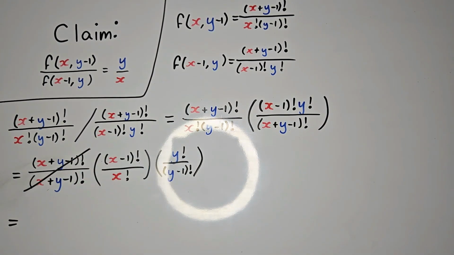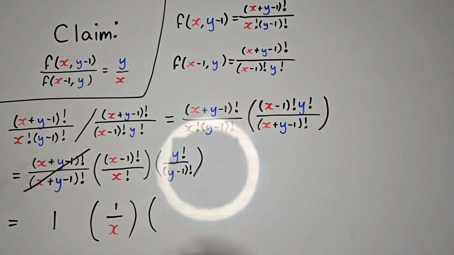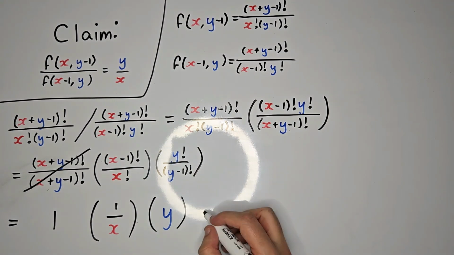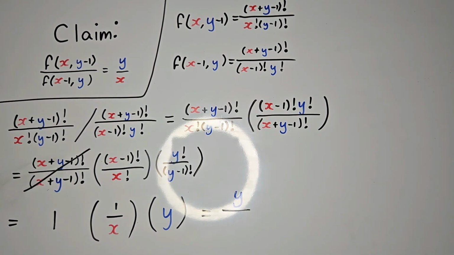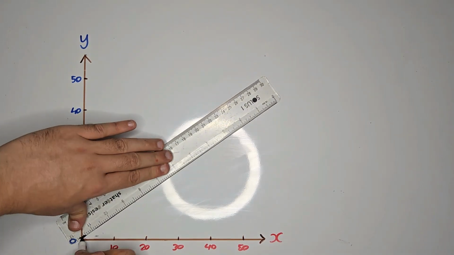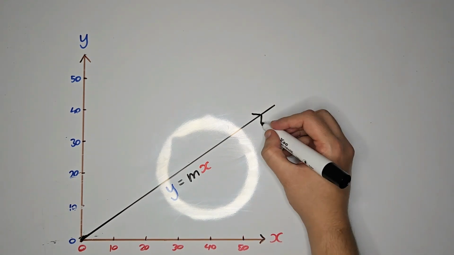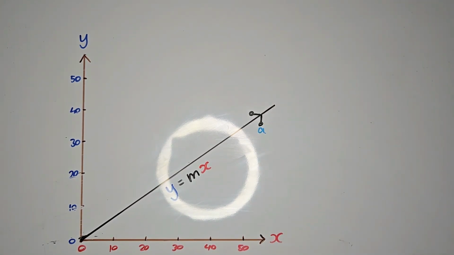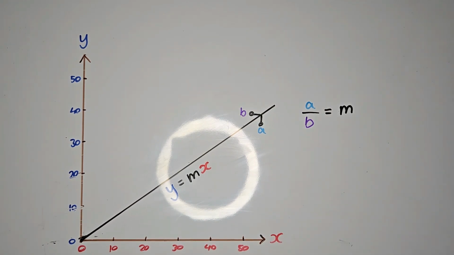From here, that first fraction cancels down to 1. And since by definition n factorial is equal to n times n minus 1 factorial, the second two terms cancel down to 1 over x and y respectively. Thus we see that f of x, y minus 1 divided by f of x minus 1, y is equal to y over x. Therefore, if we choose any arbitrary line y equals mx, for every point on that line, the ratio of its parents will be equal to m.